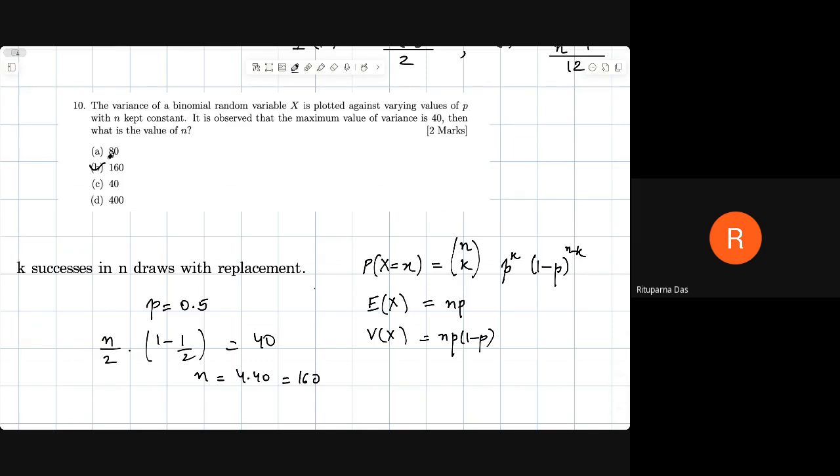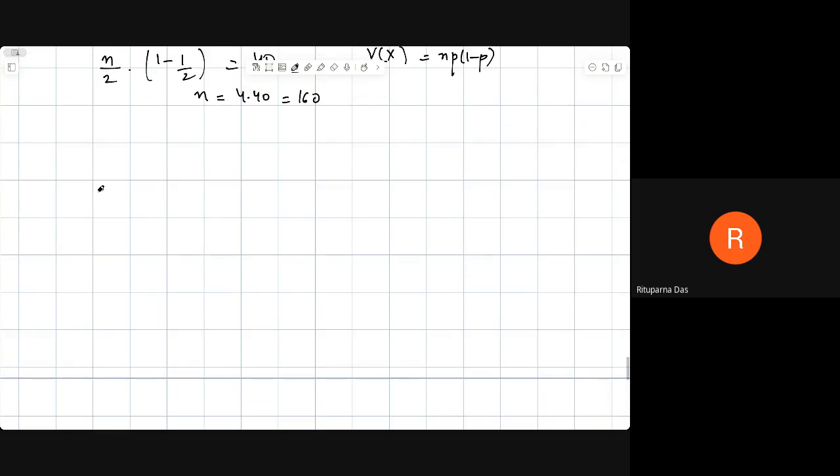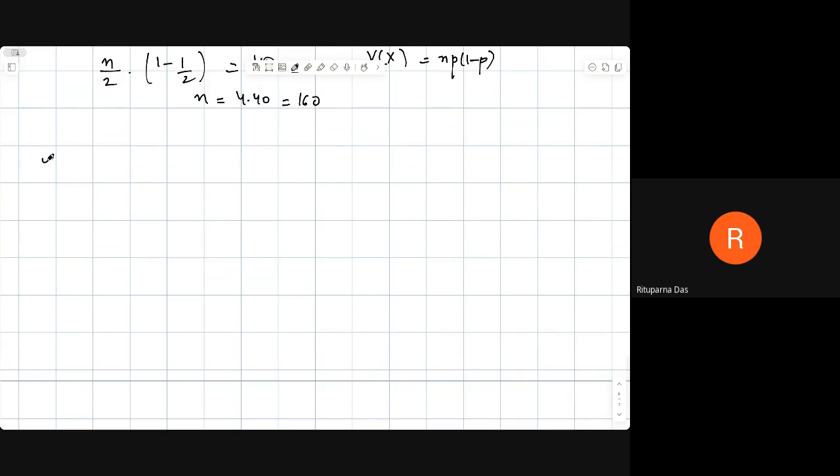So next we go to hypergeometric distribution. So how many did we do? We did 3, then we did 4, hypergeometric distribution.